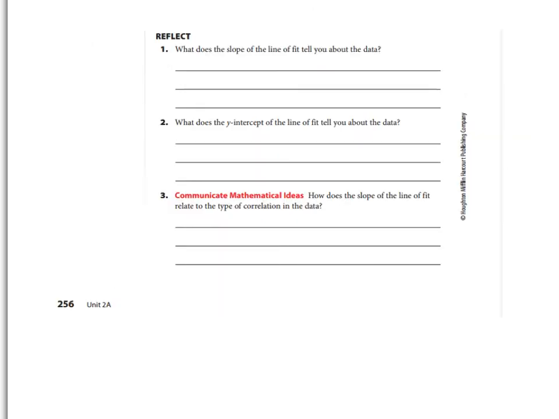So we have 3 reflection questions here. Go ahead and answer them within your groups, and then unpause to make sure that you were on the right track with your questions. The slope of the line of fit tells you that at about every 5 years, because that's your x values, the median age of females goes up by 1.